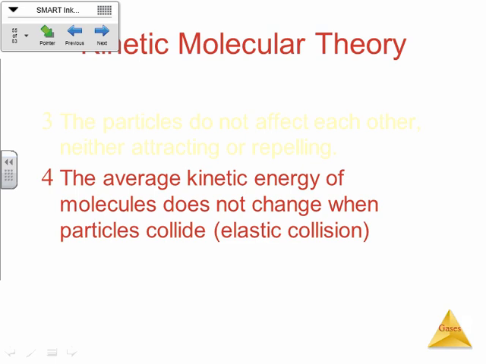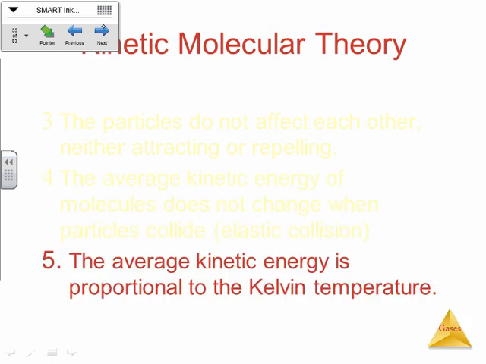We're also assuming the average kinetic energy of the molecules doesn't change when particles collide. That's called an elastic collision. It's assuming that all of the energy gets perfectly transferred from one to another. Now we know that's not entirely true either, because anytime two things collide, some energy is lost to heat because of friction. So again, these assumptions don't all completely work, but they help us with our math. And then the average kinetic energy is proportional to the Kelvin temperature.